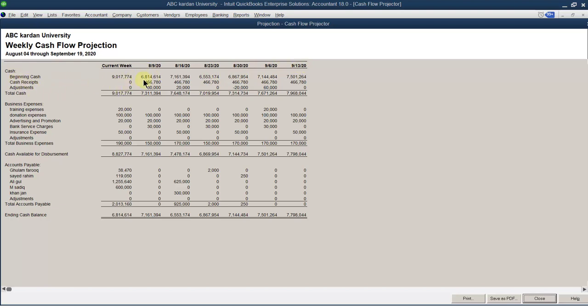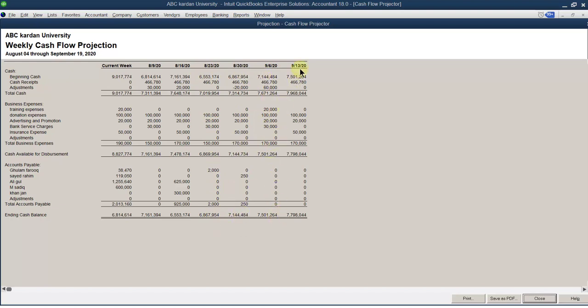Again, how much cash receipt you have, how much adjustment, and total amount of total cash, right? Then, business expenses, how many expenses do you have? Total expenses. Then, from total of this one minus the amount of expenses, you will have cash available for disbursements. From this one minus the account payable, so there is no account payable, this is the ending balance. Again, this ending balance will be opening balance for the next week. Closing of this week, opening for the next.